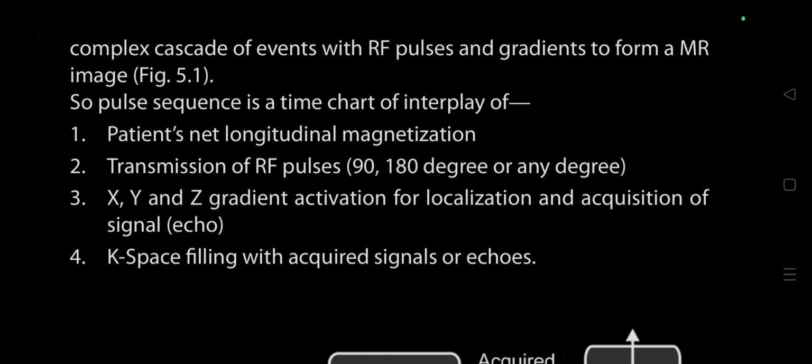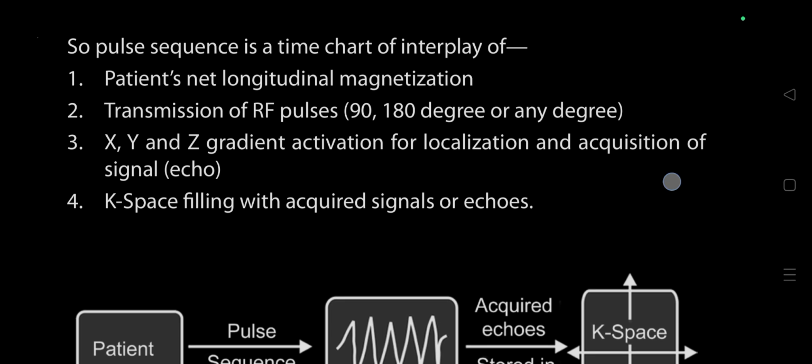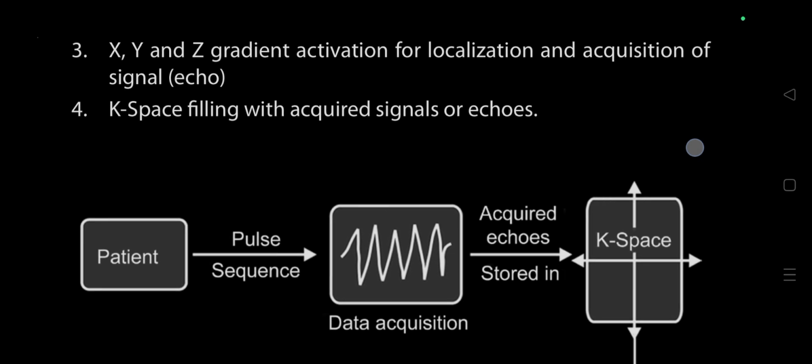And the second point is that we will do transmission of RF pulses: 90 degree, 180 degree or any degree. Third is XYZ gradient activation for localization and acquisition of signal echo. Then is K space filling with the acquired signal or echoes.